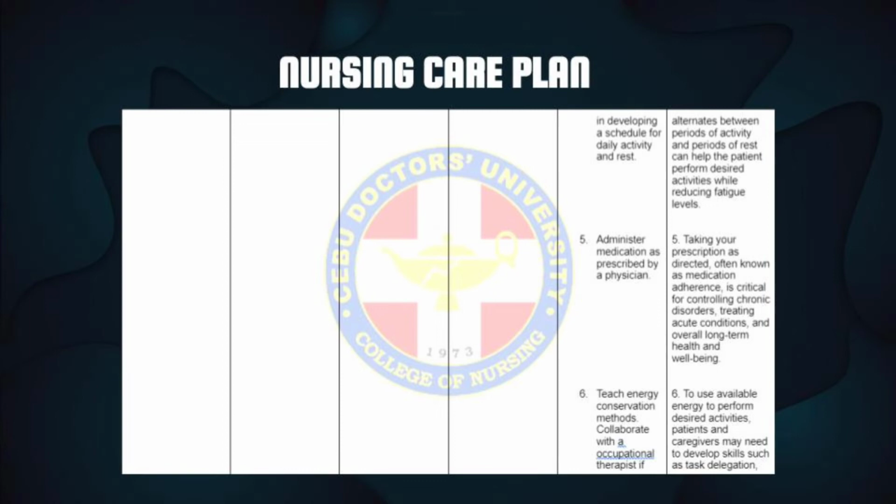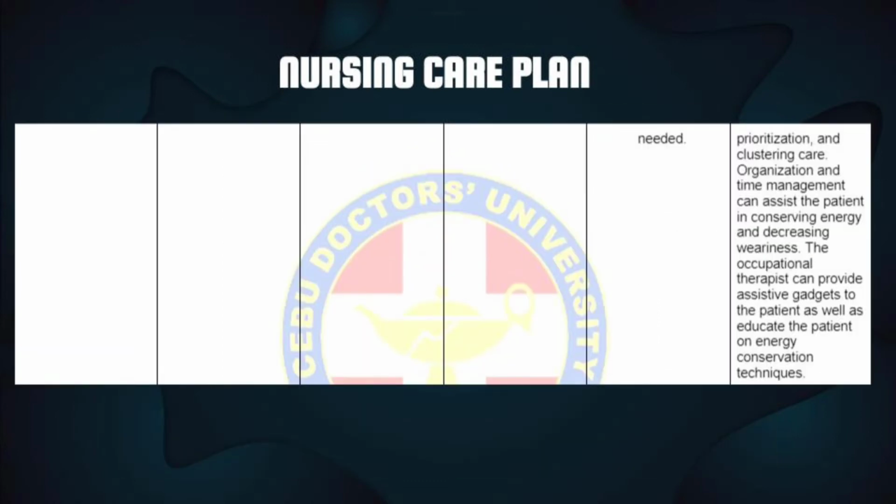The sixth intervention is teach energy conservation methods and collaborate with an occupational therapist if needed. This is to use available energy to perform desired activities. Patients and caregivers may need to develop skills such as task delegation, prioritization, and cluster care. Organization and time management can assist the patient in conserving energy and decreasing weariness. The occupational therapist can provide assistive gadgets to the patient as well as educate the patient on energy conservation techniques.